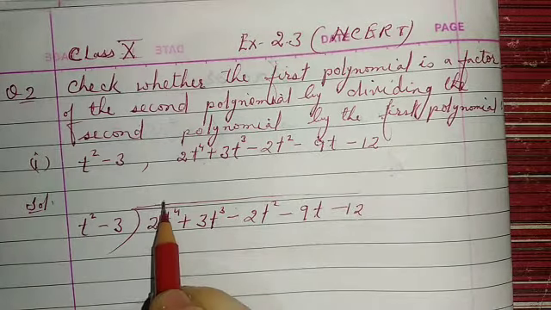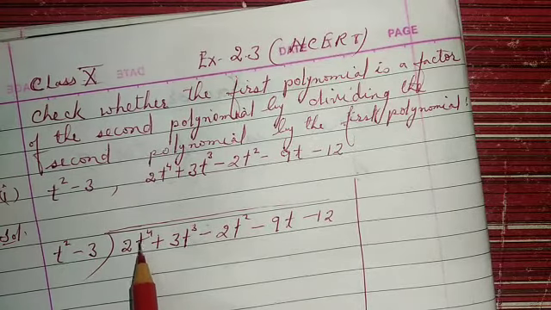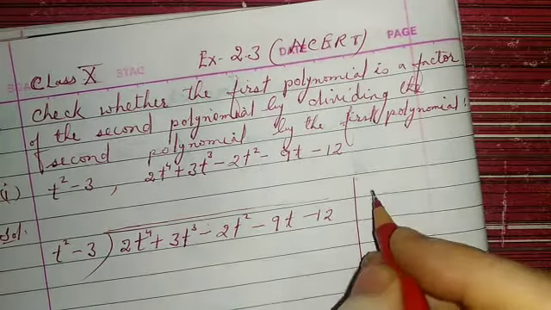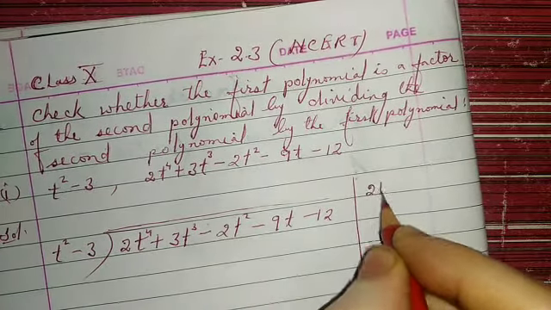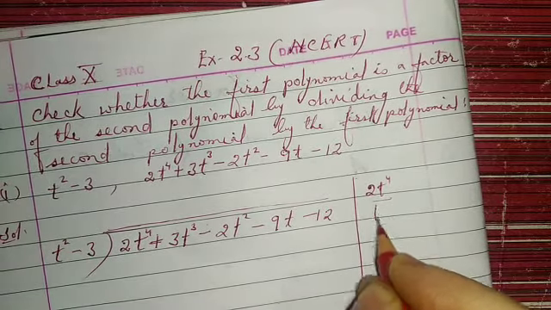What will be the first term of the quotient? How can you find it? First, divide the greatest indices of the variables. This is 2t to the power 4, and here it is t square. The greatest indices of t is t square.